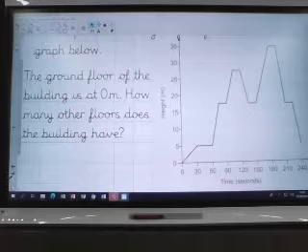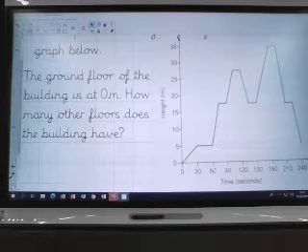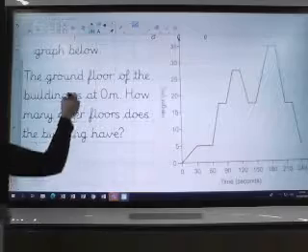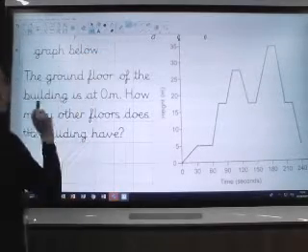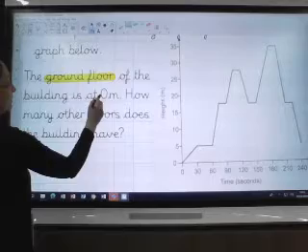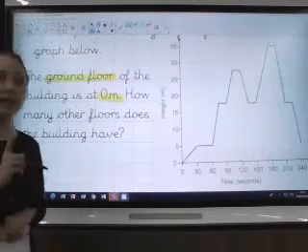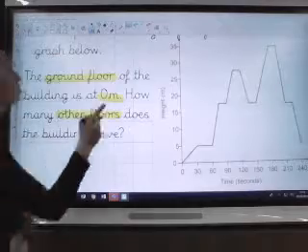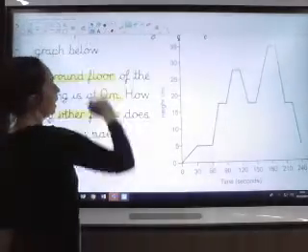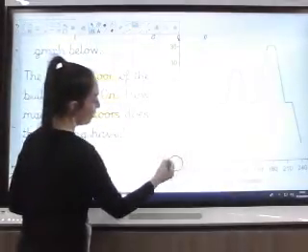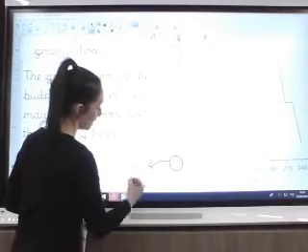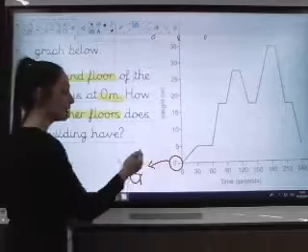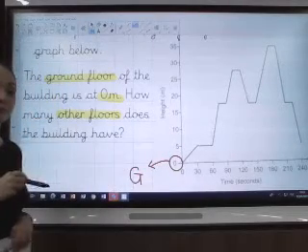It says the ground floor of the building is at 0 meters. How many other floors does the building have? Now, this is key information. The ground floor is at 0 meters, and this is key, other floors. Okay, so I'm just going to put myself a little reminder. I'm just going to put a G for ground, so I remember that 0 is the ground floor.